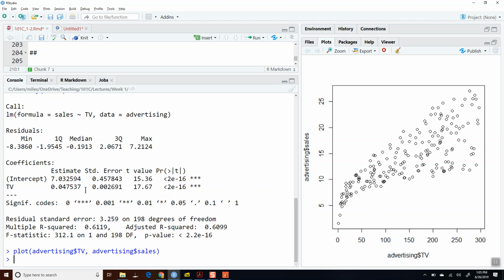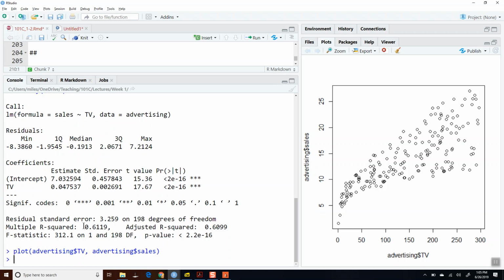Okay, and so we get our slope of 0.0475 is significantly different from 0, and our intercept of 7.03 is significantly different from 0. We have a few more values, right?